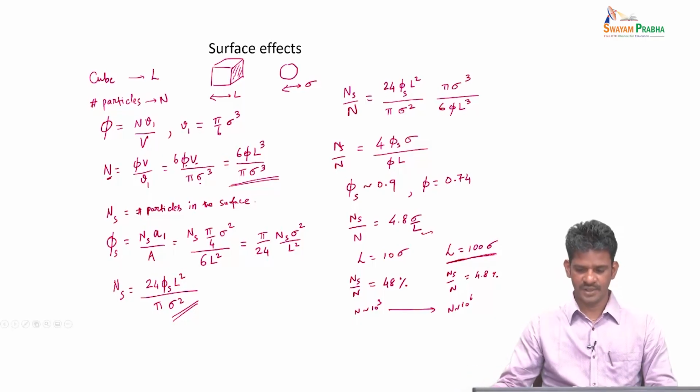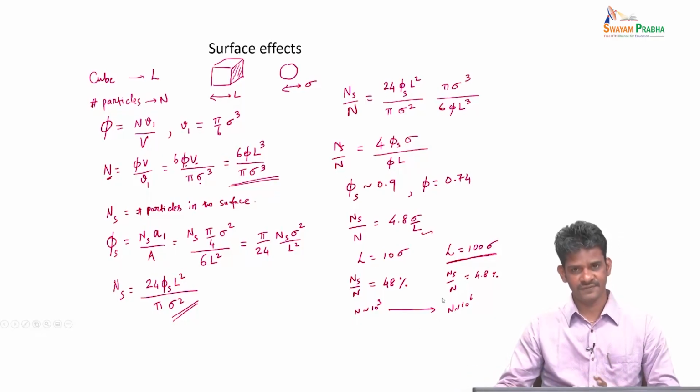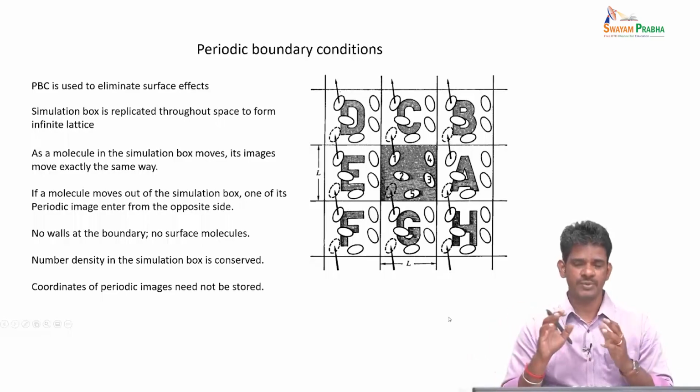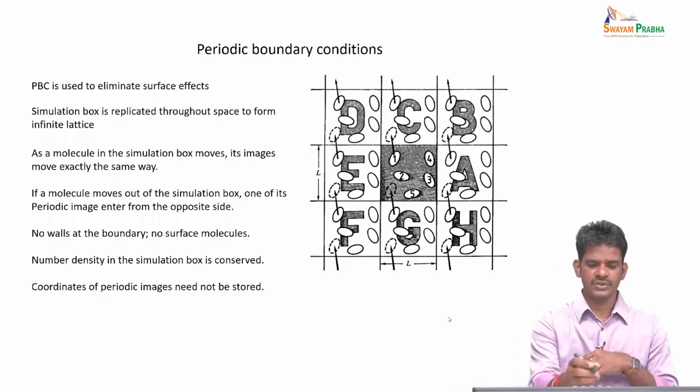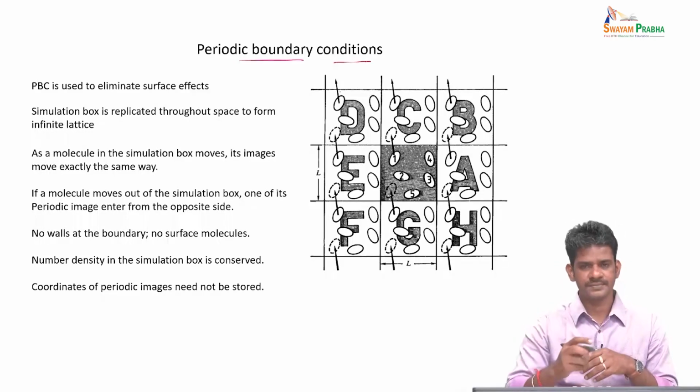So with this rough estimate of the surface effect, and recognizing the fact that you cannot simply go with a small system size and then anticipate that you can predict a bulk property, we have to do something about it. There are methods by which we can handle this problem. We can still use a very small system size, yet eliminate all the surface effects, so that we can be confident that we are able to predict bulk properties. In order to do this, to eliminate the surface effects, we use what is called periodic boundary conditions.